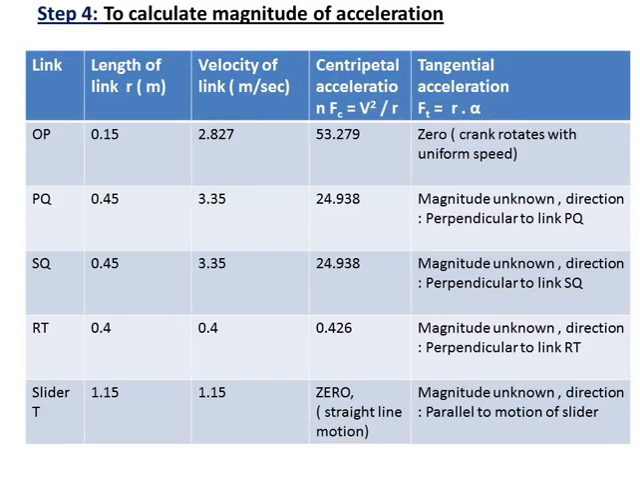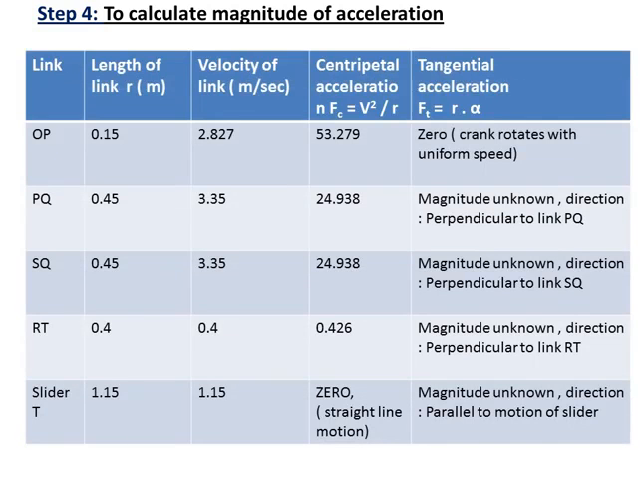For this, first we need to calculate the acceleration of the various links. So for this we need to prepare this table which will include link, length of link, velocity of link, centripetal acceleration and tangential acceleration. So here we have the various links as OP, PQ, SQ, LT, RT and slider. So these are the lengths of the link which are given.